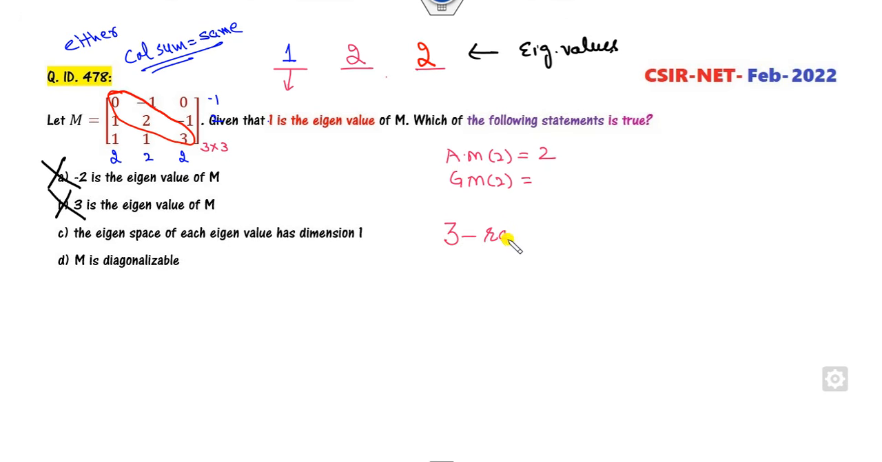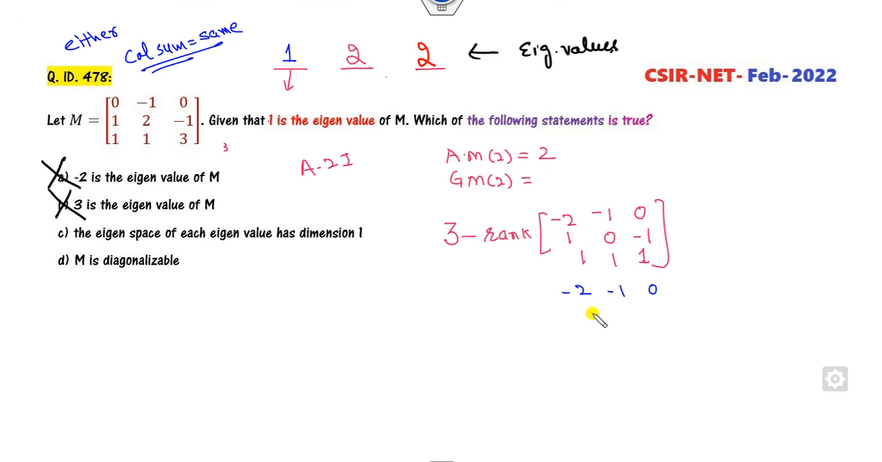It is n minus rank of (A minus 2I). So if I take A minus 2I, what will happen? The matrix becomes minus 2, minus 1, 0; 1, 0, minus 1; 1, 1, 1. Fine. So what is the rank of this? If I subtract the rows, here 1, 0, minus 1, it will be 0, 1, 2. If I multiply by 2 and subtract them, it will be 0. If I subtract again, same. If I subtract them, it will be minus 2.